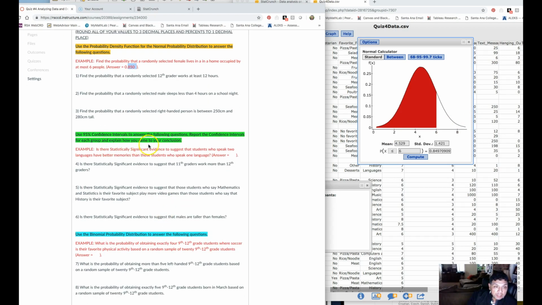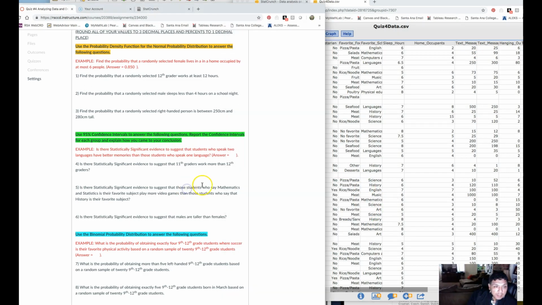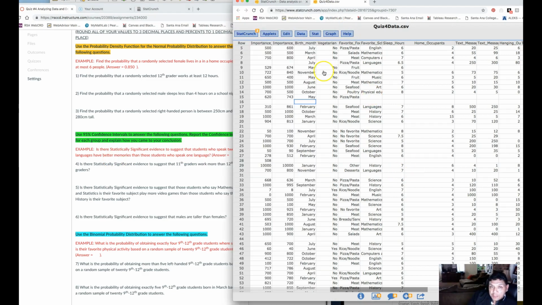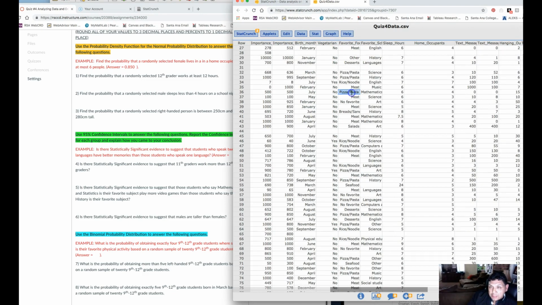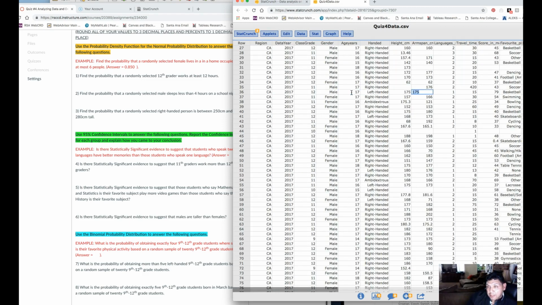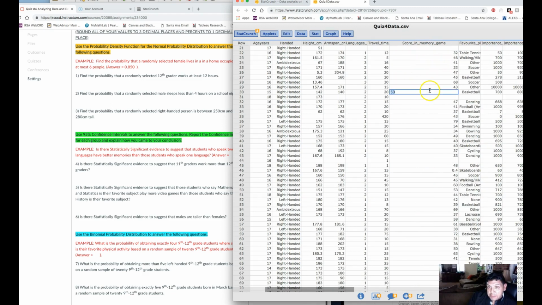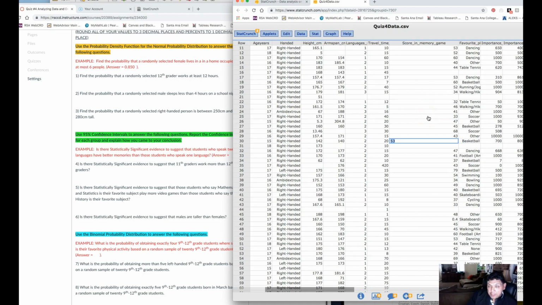A second question is solve these problems using confidence intervals. So that's another way of solving this. Is there statistically significant evidence to suggest that students who speak 2 languages have better memories than those students who speak 1 language? On the survey here, they all took a memory test. And so we have information on students and their memories. The column is score and memory test. A higher number means a better memory.